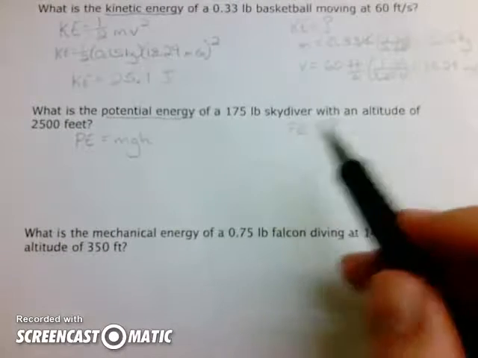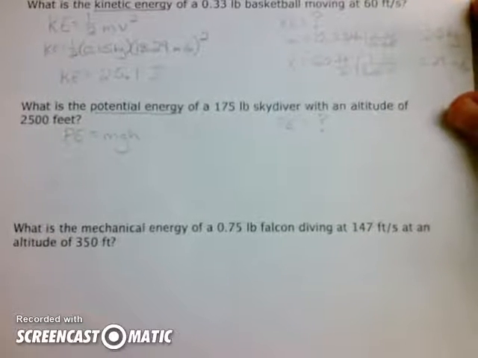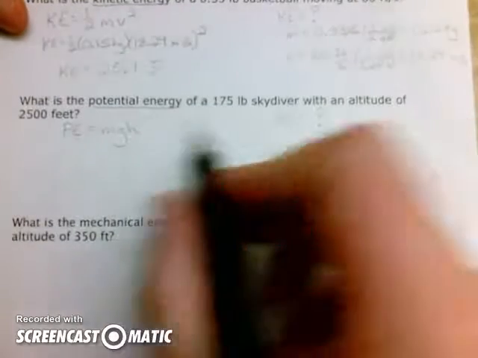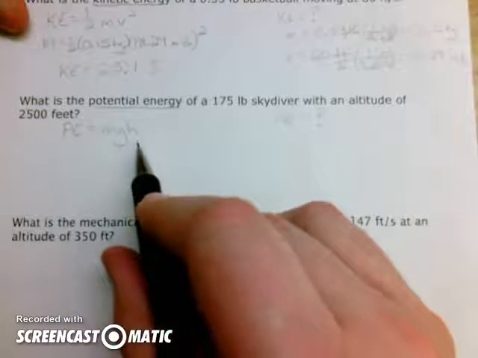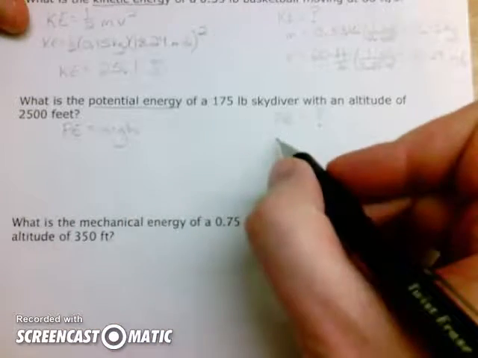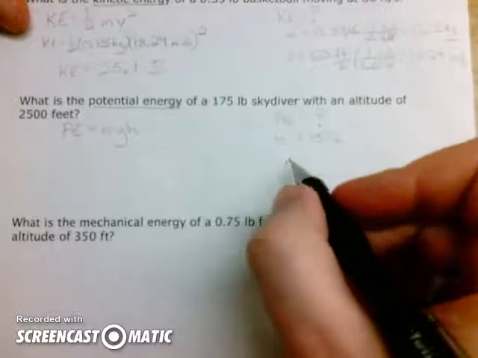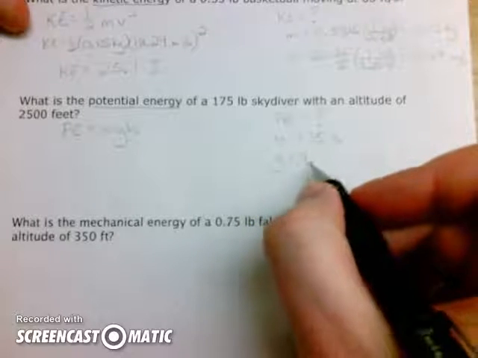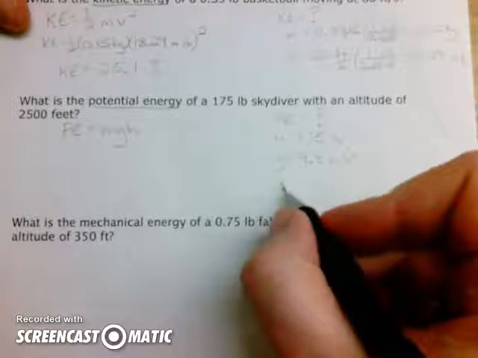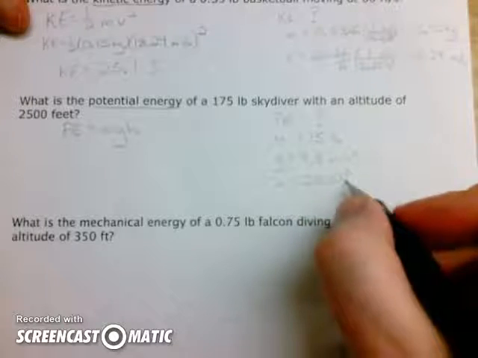What is the potential energy of a 175-pound skydiver with an altitude of 2,500 feet? Well, we've got potential energy equals mass times gravity times height. PE equals question mark, that's what we're trying to find. Mass equals 175 pounds. Gravity equals 9.8 meters per second squared. And height equals 2,500 feet.